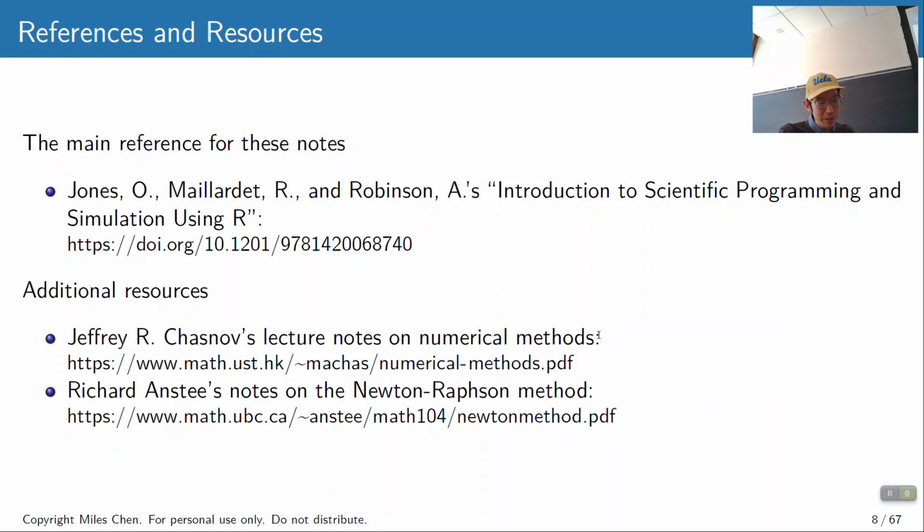References that we'll be looking at, this is the textbook. You've already seen some stuff from this textbook, and it goes on into, I guess, the scientific programming aspect and the simulation stuff, and then some other notes written on this.